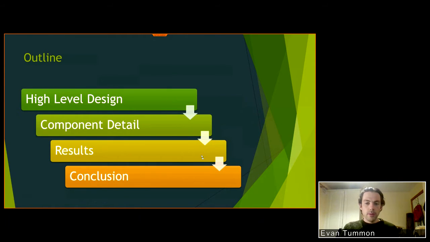So, quick outline on what I'm going to present today. First, I'm going to go through our high-level design. Then I'm going to go through some components and their details. Then I'm quickly going to show you some results I obtained, and lastly, my conclusion.